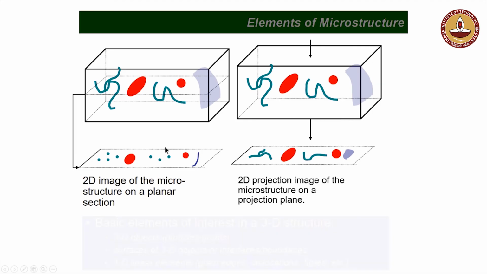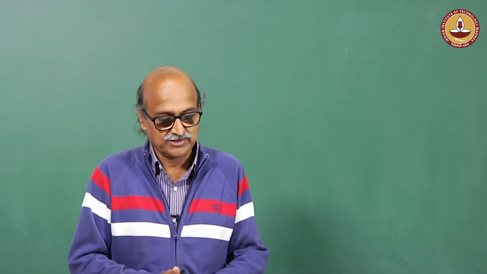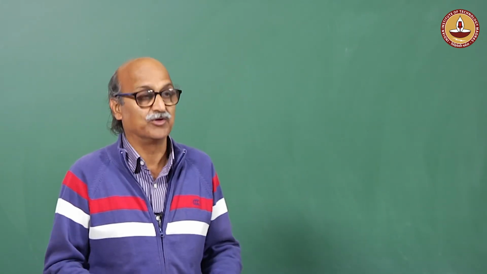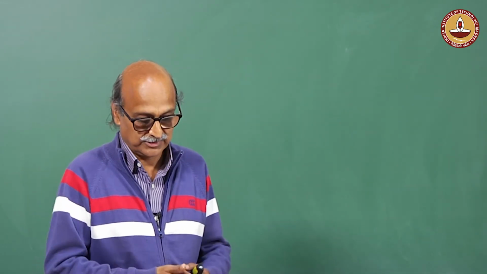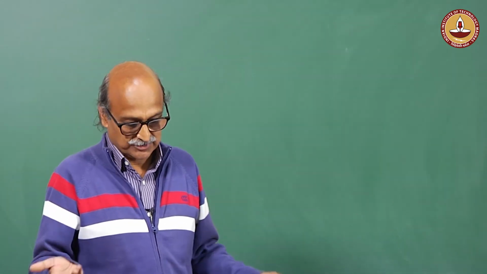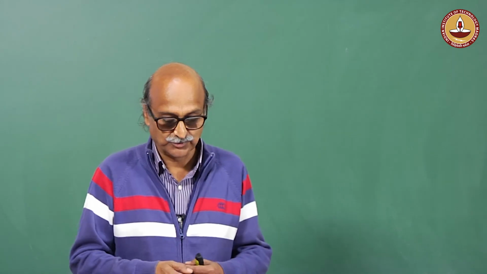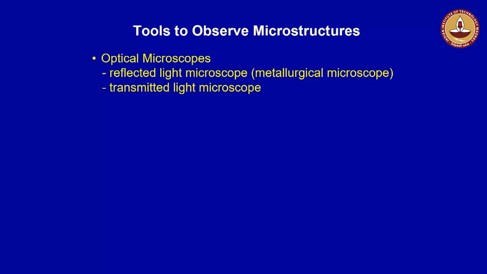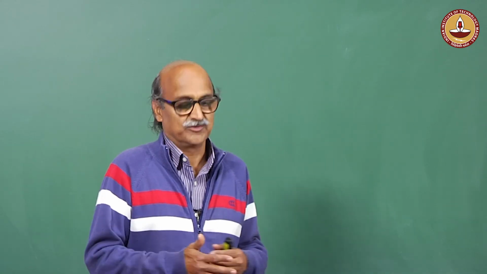So, just to summarize, basic elements of interest are 3-dimensional objects, surfaces of 3-dimensional objects, or interfaces or boundaries of grains, or 1-dimensional linear elements, grain edges, dislocations, fibers, etc. Now, let us have a look at some real microstructures and the tools that we use to observe these microstructures.